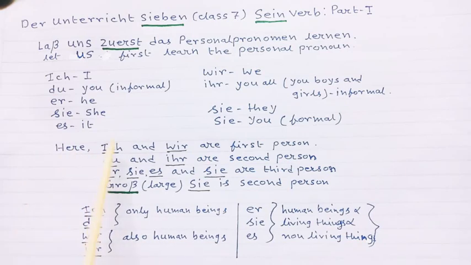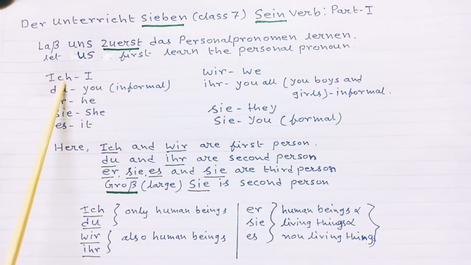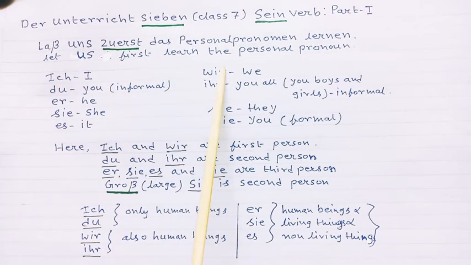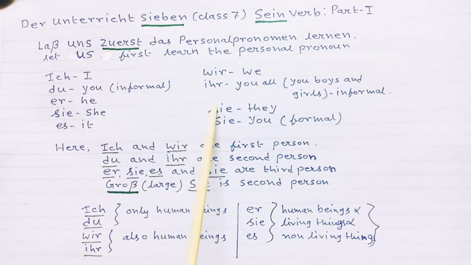Here, ich and wir are first person; du and ihr are second person; er, sie, es and sie are third person. That is, this is first person singular, first person plural, second person singular, second person plural, third person singular, third person plural, and second person singular and plural.